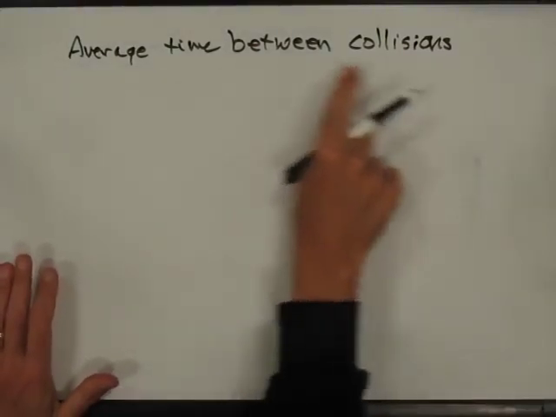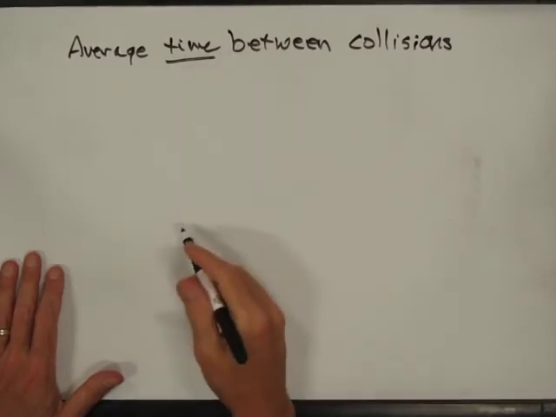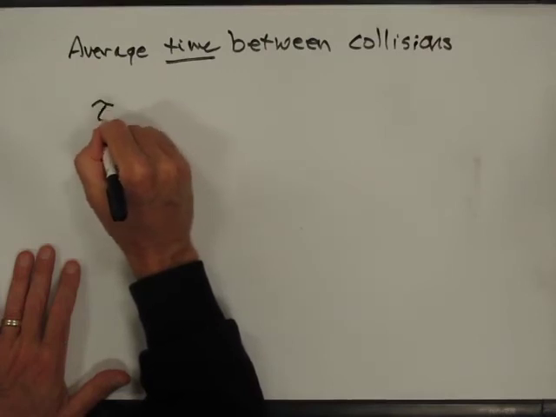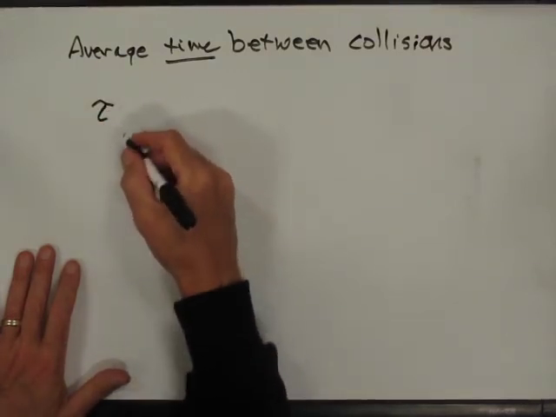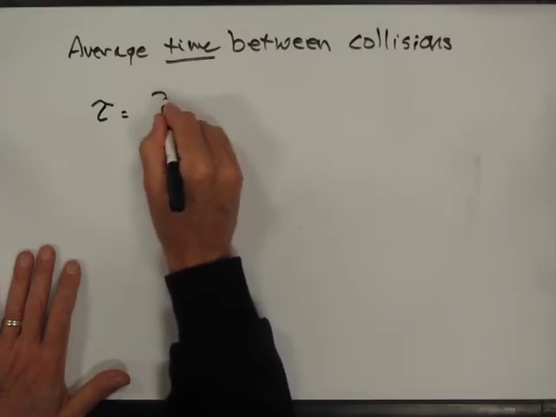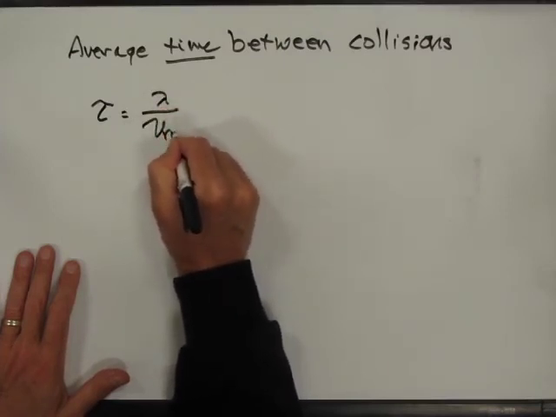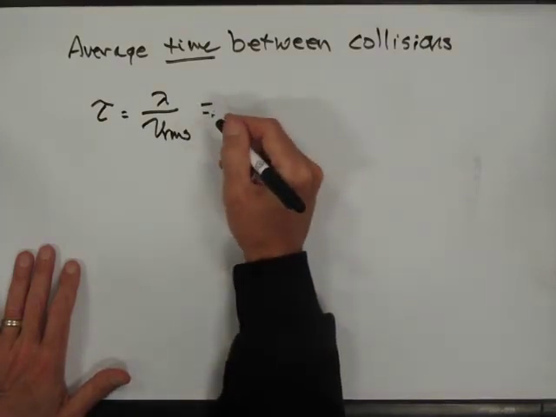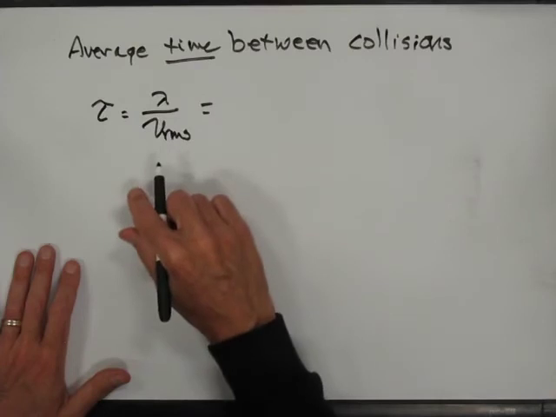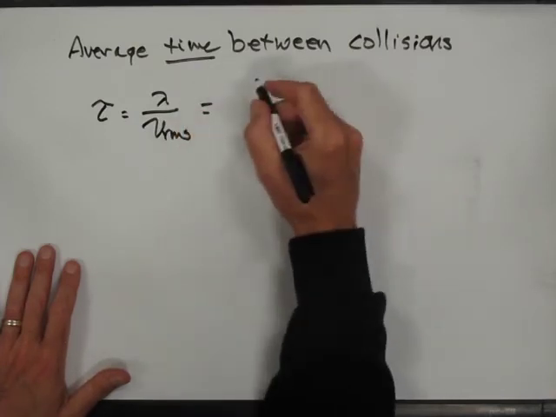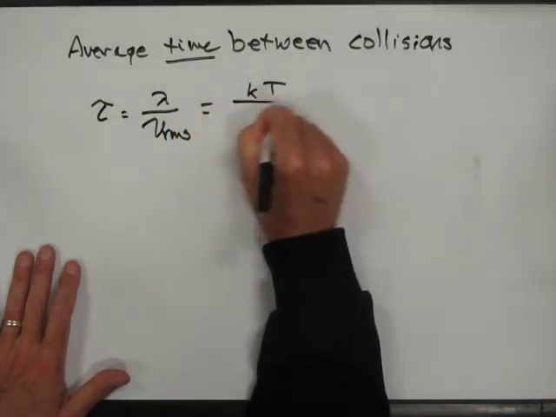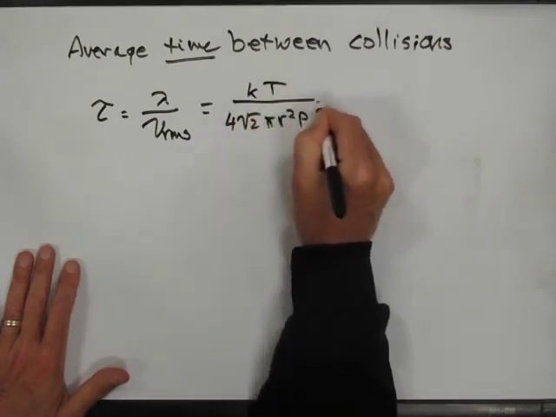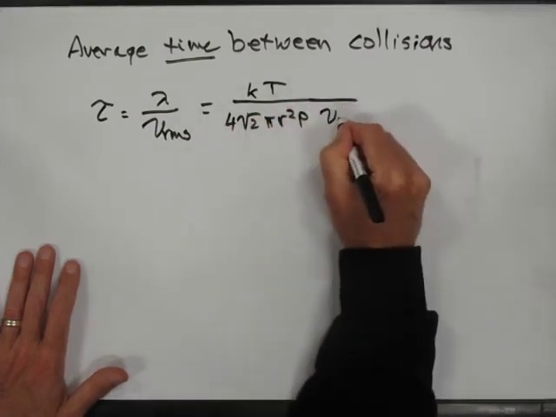So if you want to evaluate the average time between collisions, right, instead of the distance, the mean time between collisions, we use the variable tau for that. And what that is, it's equal to the mean free path divided by the average velocity, the RMS velocity, right? And so for that, if you remember what the mean free path was, it was kT over 4 times the square root of 2 pi r squared times the pressure, and now all we need to do is put a v RMS there.